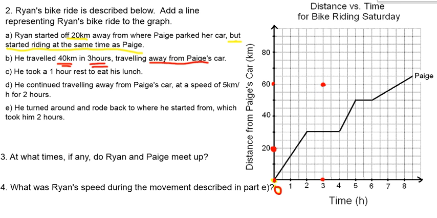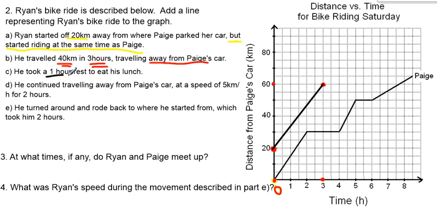So let me just grab a line tool here. I'll use this one. So the line would be here. And that line represents Ryan doing the following things. Starting 20 kilometers away, but at the same time. And then traveling a distance of 40 kilometers in a time of 3 hours. And so that is his movement. Now, obviously, I'm assuming that he is traveling at a constant rate, because if he was speeding up and slowing down, then things would not be straight lines. But it's grade 9. Let's assume that that's implied.